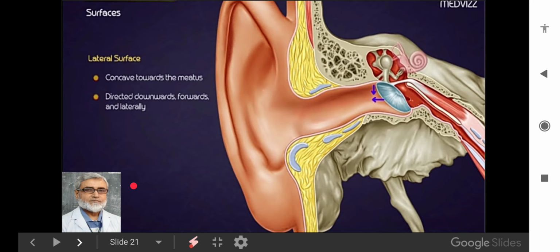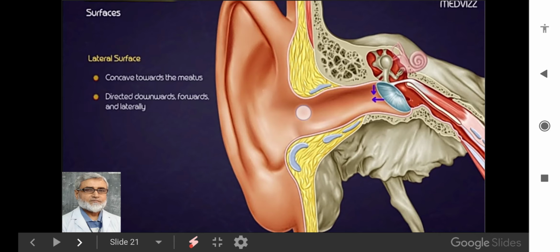Just observe the inclination of your tympanic membrane. It is directed downward, anteriorly and laterally. This portion is the lateral portion, this one is the medial portion. So it is inclined, and the direction is downward and laterally. The lateral surface is concave towards the meatus.